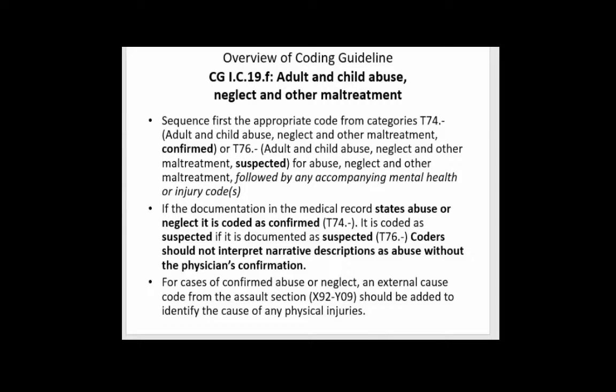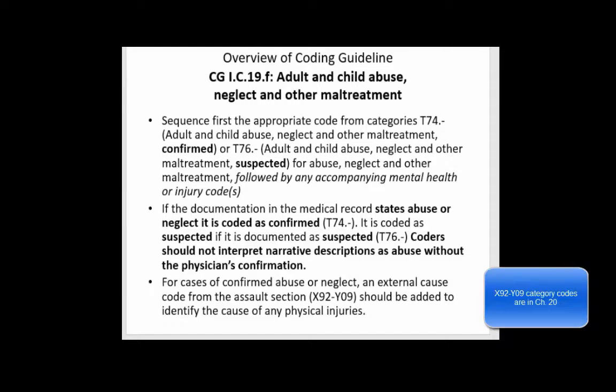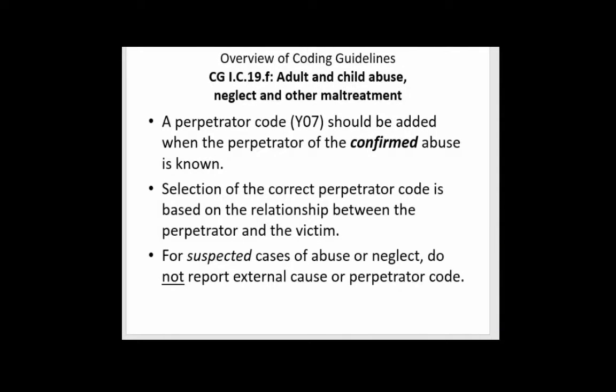For cases of confirmed abuse or neglect, we do use an external cause code from the assault section of Chapter 20. That's X92 through Y09. And that's going to identify the cause of the physical injuries. If the abuse is confirmed, we're going to use a perpetrator code from Y07, and those perpetrator codes are based on the relationship between the perpetrator and the victim. So if you look at that category, it's going to say victim's father, victim's mother, victim's brother, other relative. So that's how it builds the perpetrator code. However, if you are coding a suspected case of abuse, you are not going to report any external cause or any perpetrator codes.